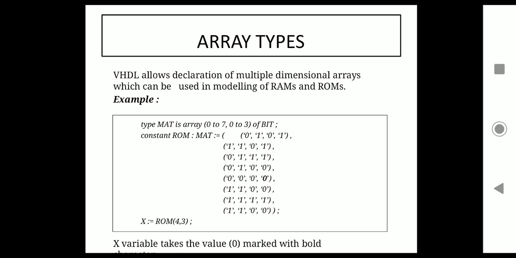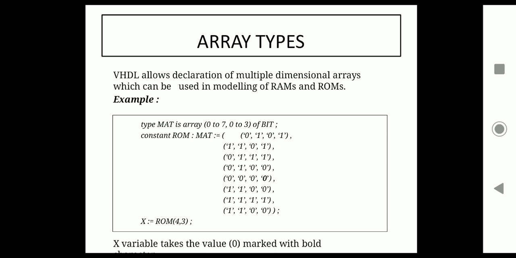Now again we will continue with the array types only. VHDL allows declaration of multi-dimensional arrays, which can be used in modeling of RAMs and ROMs. Now with the help of an array you can define multi-dimensional arrays also. This is the example of multi-dimensional arrays. First, type, the array name is mat, is array, then its range, and it is of bit type subtype indication.